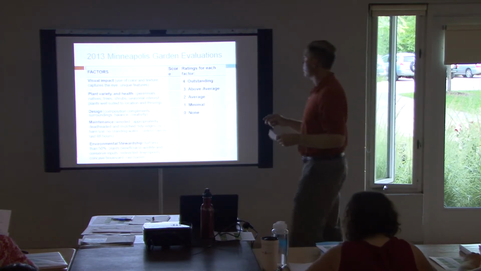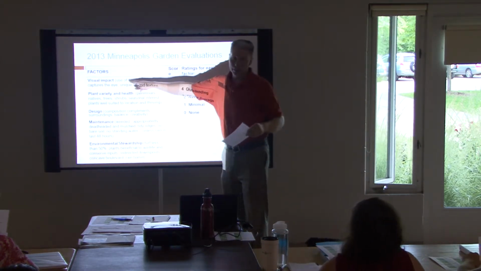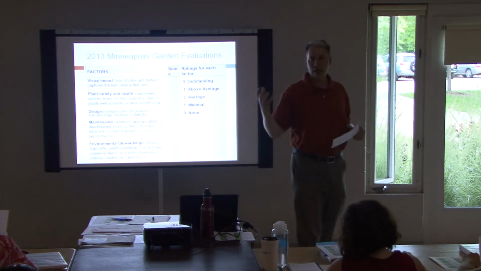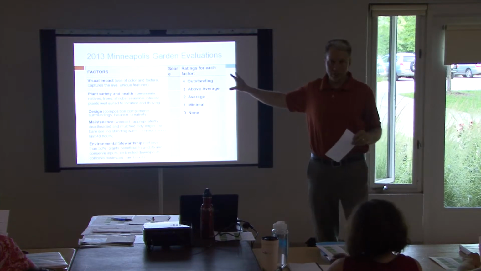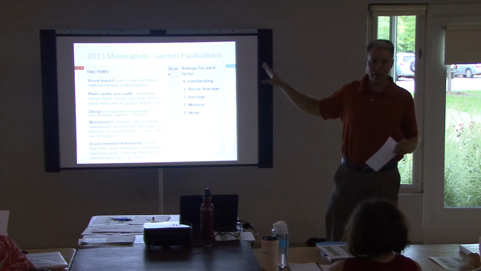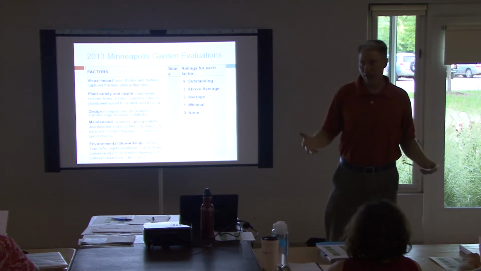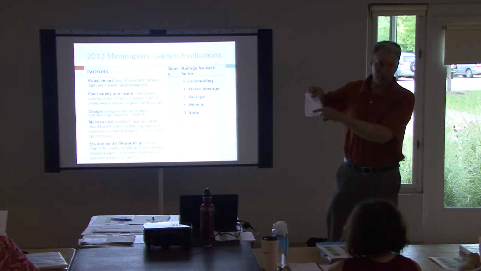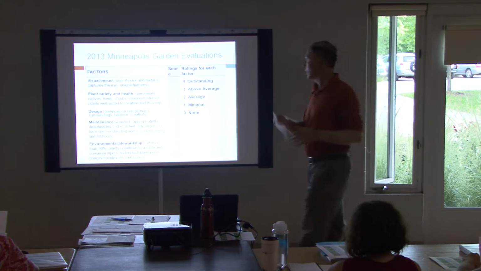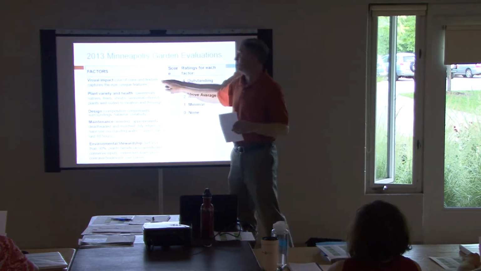It starts off with the visual impact, and so that would be the first one that would be evaluated. And after we go through this, we'll look at some pictures of gardens, and we'll look at that together and discuss what we're seeing related to each of these categories. So we'll see how we're interpreting visual impact.